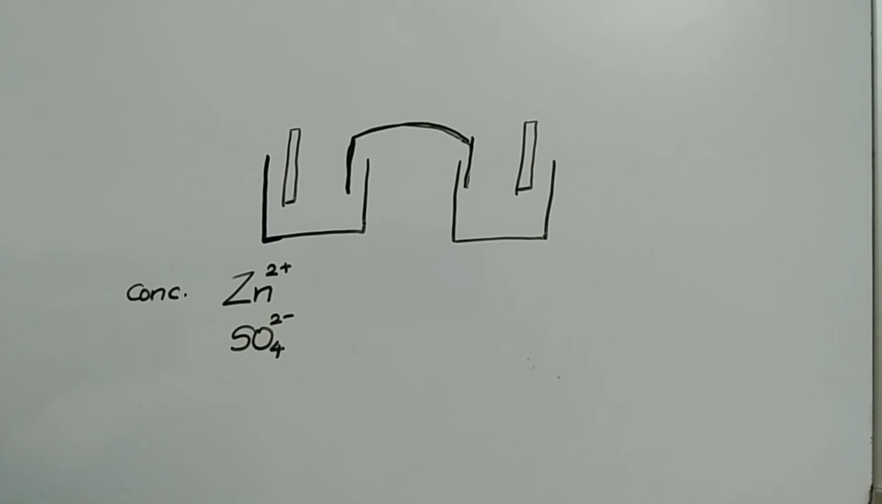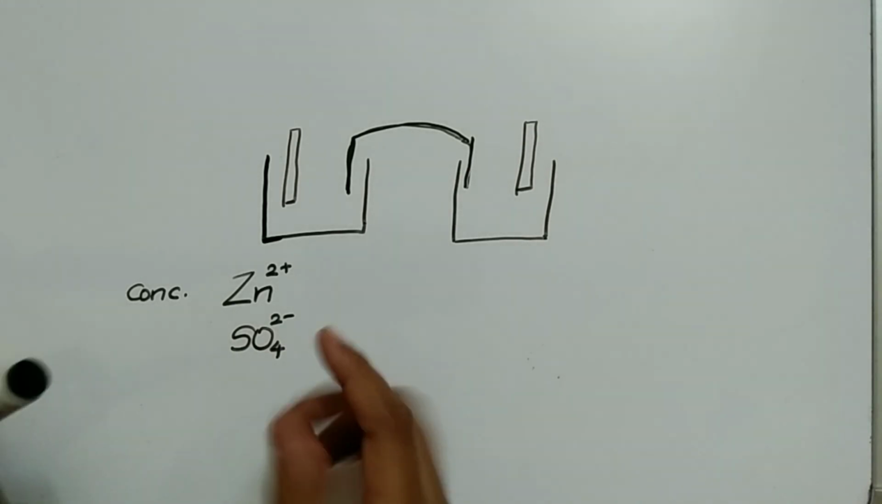Hello. So in the previous video we saw that the concentration of zinc ions, that is the positive ions, increases in one of the cells, and the concentration of negative ions, that is the sulfate ions, increases in the other cell. Right. So the bulb stops glowing because on one side the positive ion increases and the other side negative ion increases. So we use a salt bridge for this.